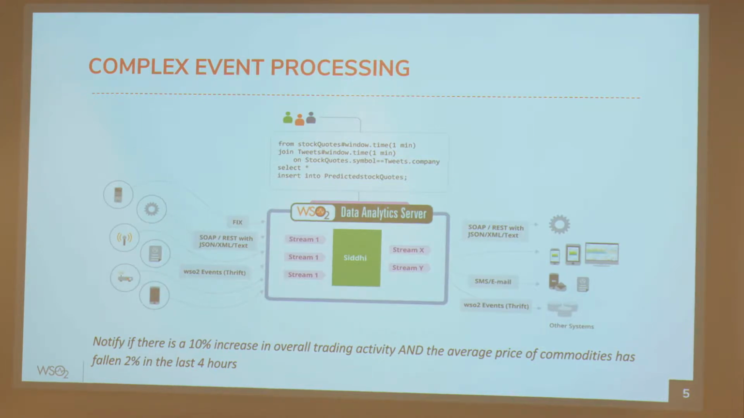So the type of processing that happens is similar to the example I've given at the bottom. We would do things like, okay, notify me if there's a 10% increase in overall trading activity and the average price of commodities has fallen by 2% in the last 4 hours. Which means you are now creating or computing things which involves multiple streams, but it is also time bound, right? So you're giving a time bound and doing these computations within that time bound.